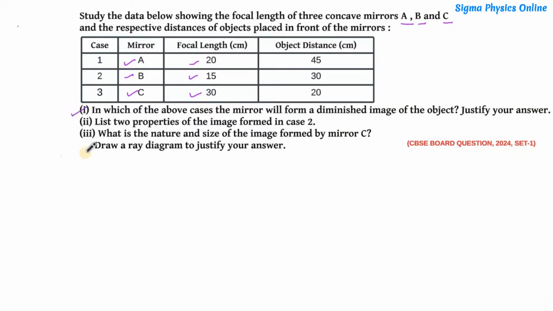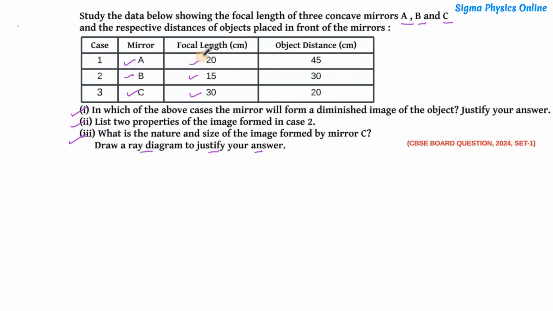What are the questions? In which of the above cases the mirror will form a diminished image of the object? Justify your answer. List two properties of the image formed in case 2. And what is the nature and size of the image formed by mirror C? Draw a ray diagram to justify your answer. So we have to draw the ray diagram. So let's understand this table.